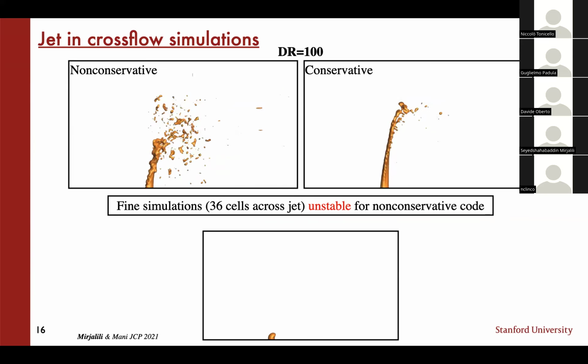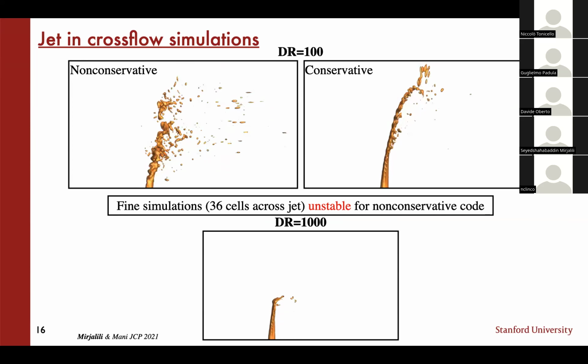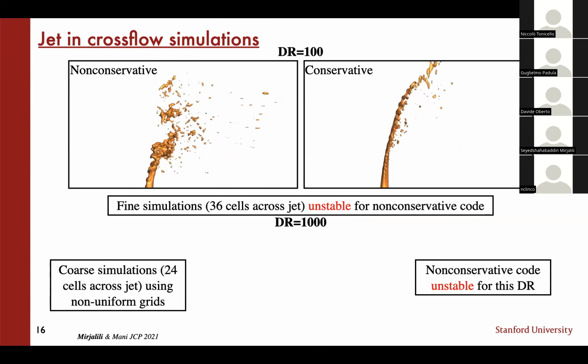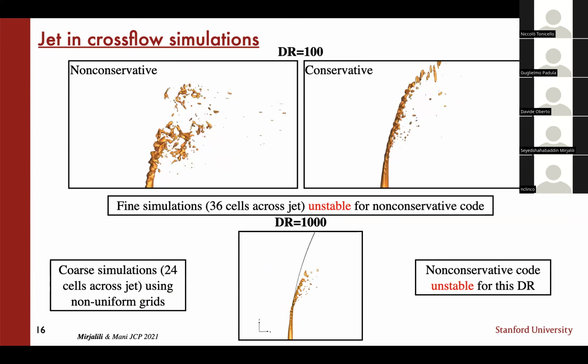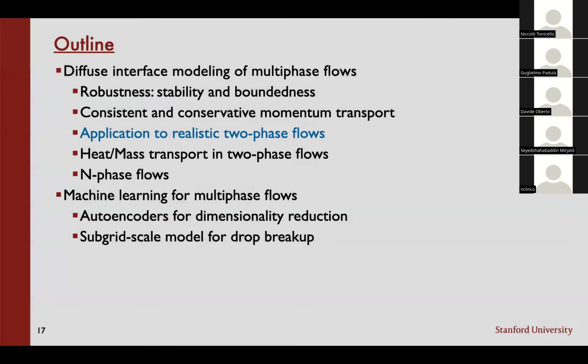And so then for density ratio of 1,000 corresponding to water and air, we see that it works well and it matches pretty well with what is seen in experiments, right? So that was basically how we do mass transport, how we do momentum transport. And now let's look at some applications to some realistic two-phase flows.